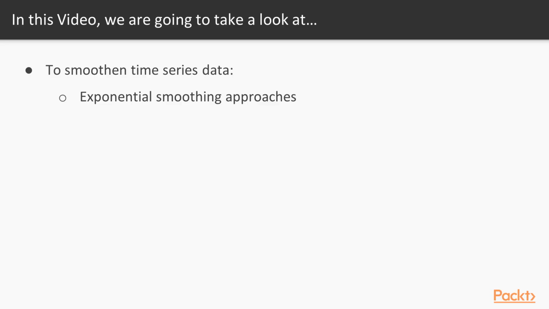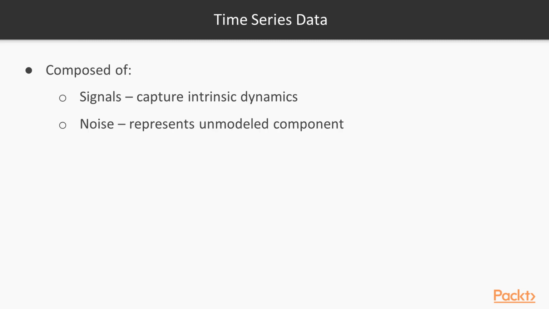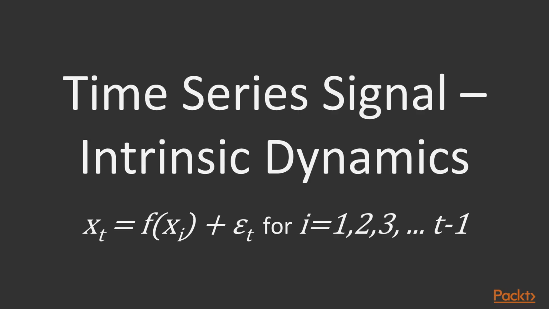This video covers exponential smoothing approaches to smoothen time series data. Time series data is composed of signals and noise, where signals capture intrinsic dynamics of the process. However, noise represents the unmodeled component of a signal. The intrinsic dynamics of a time series signal can be as simple as the mean of the process, or it can be a complex functional form within observations, as represented here.